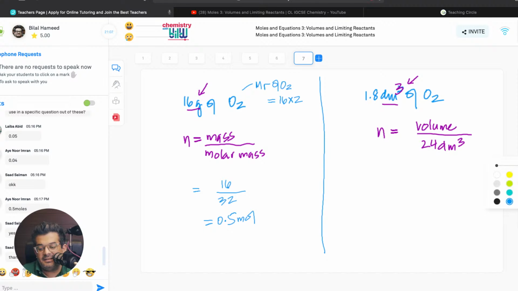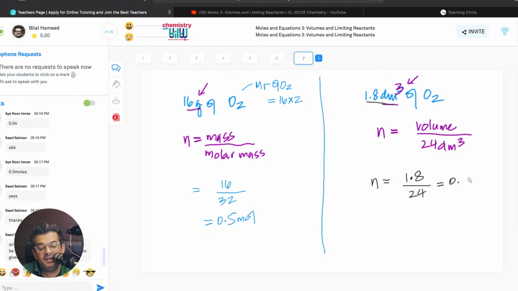But on the right, it is not the same thing. They have given me the volume and I have to find the number of moles. So what I do is take the volume and divide it by 24. It is, somebody tell me, 0.075 moles. It's a way of finding moles.